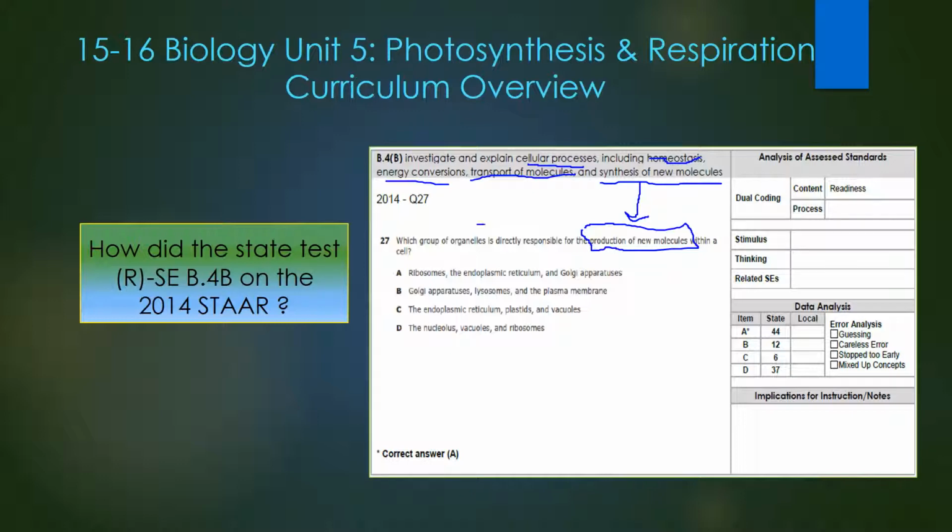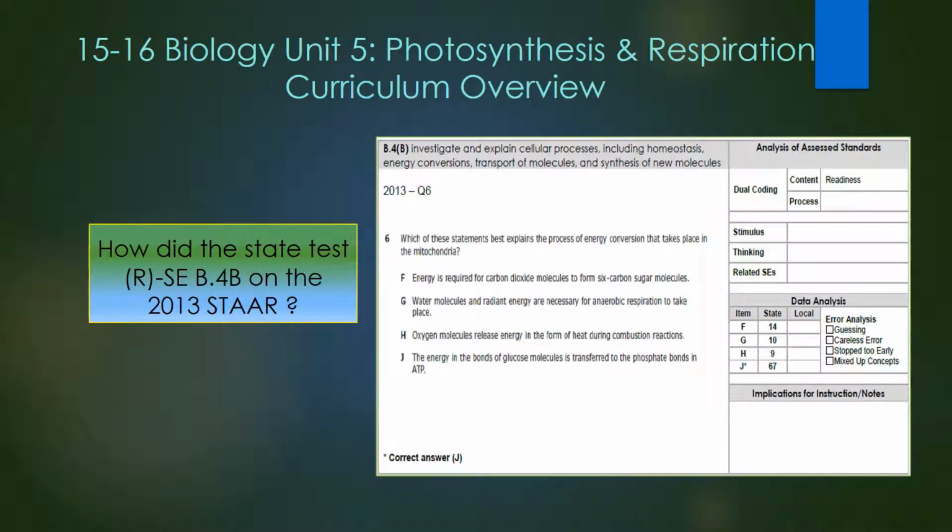The cellular process is cell structure and function. So now we're looking at the organelles, the different cell structures and functions in context of synthesis of new molecules. The correct answer is A, looking at ribosomes, endoplasmic reticulum, and the Golgi apparatus. I hope you're starting to see how the state is using the SEs, developing the question, and testing the different parts of the SE in different contexts of cellular processes.